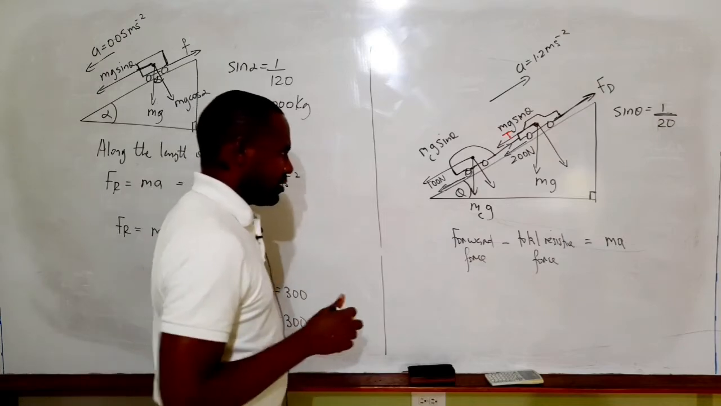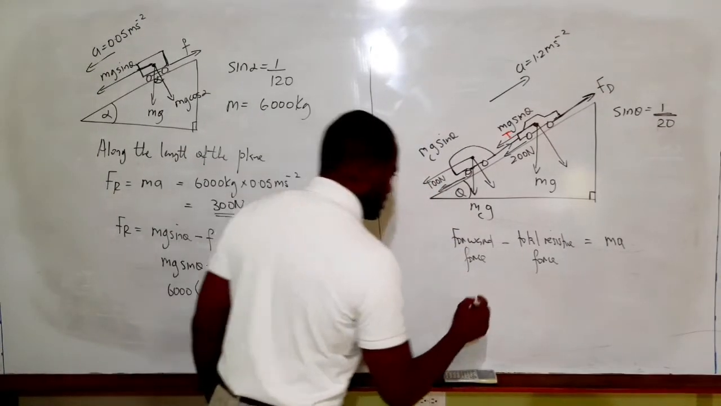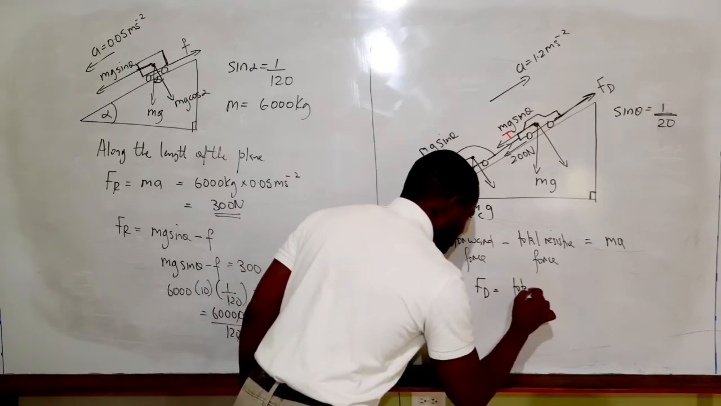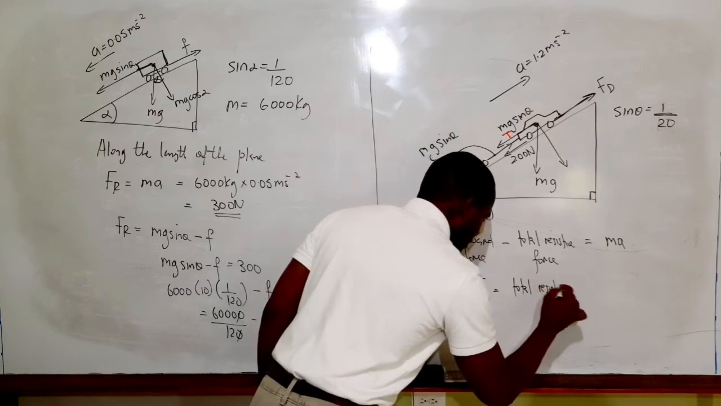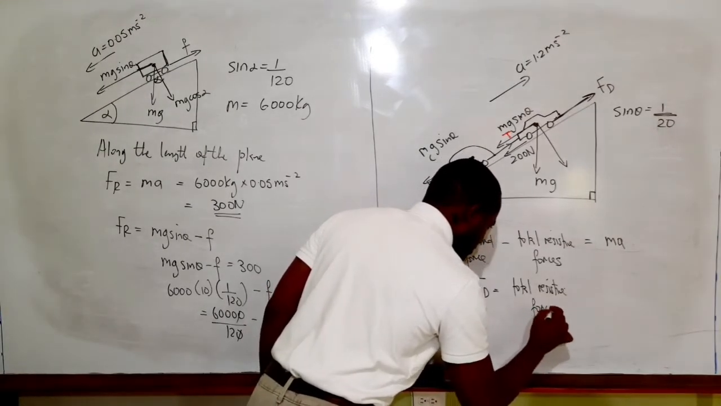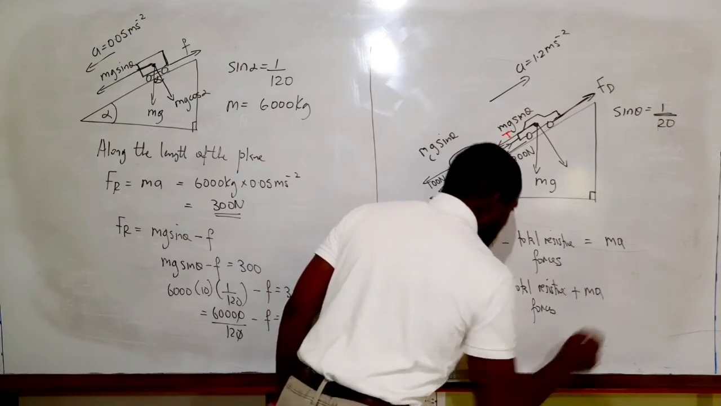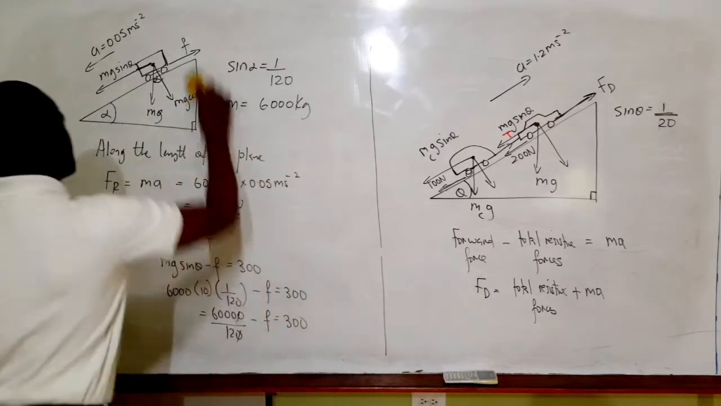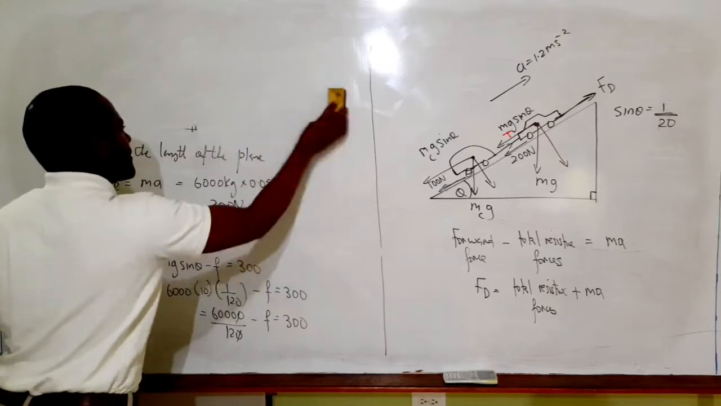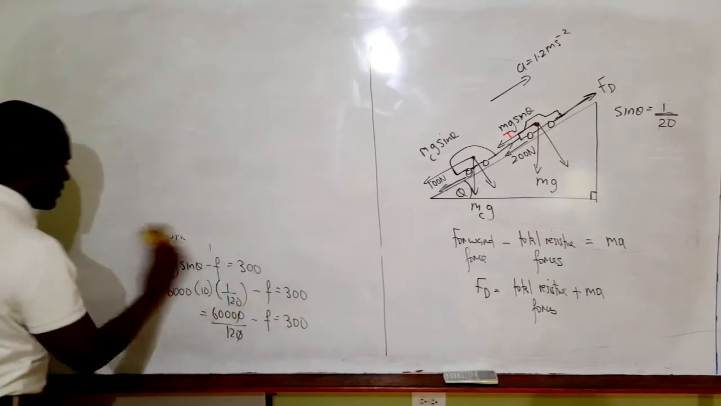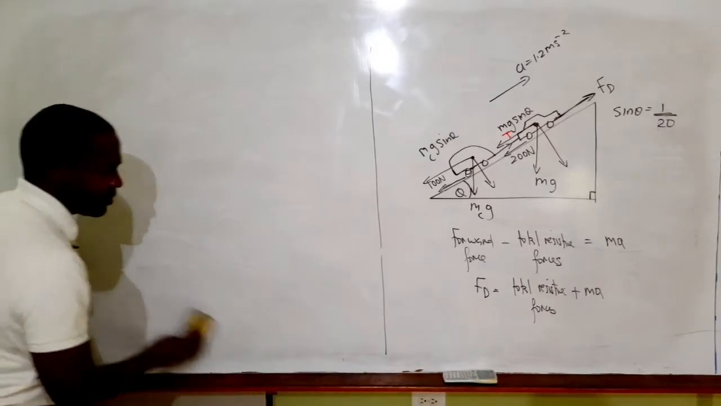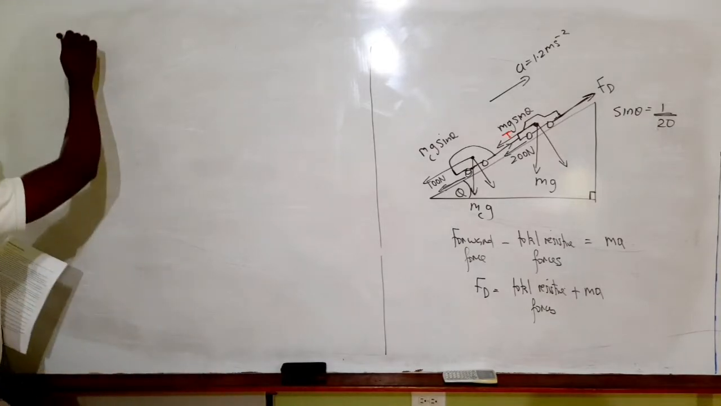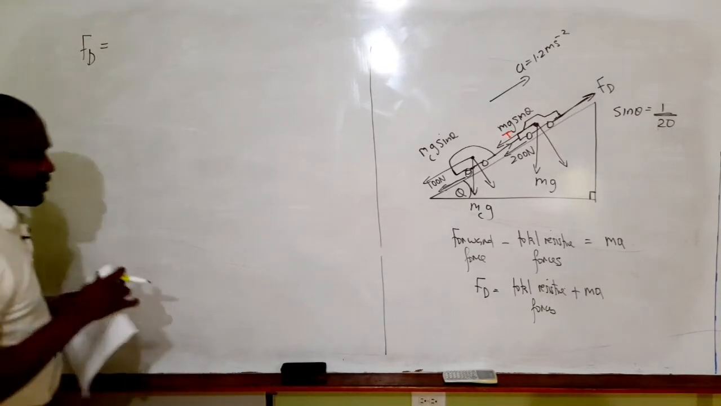And so if we were to make the driving force the subject, then this basically means that the driving force Fd is equal to the total resistive forces plus mass by acceleration, right? So let's begin to work out our situation. So therefore the driving force Fd, now let's work out this part first.